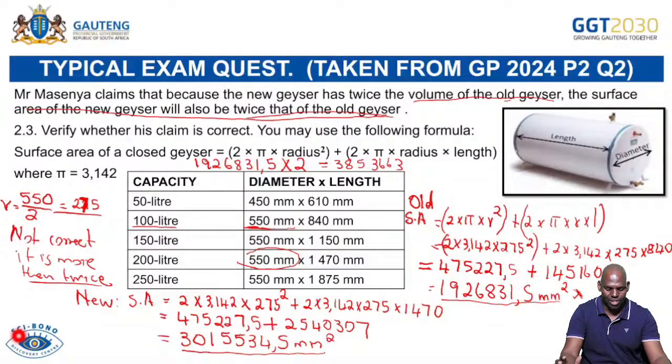So that is how we did the calculations. What the examiner was trying to show us in this case is, if the volume is twice, it does not necessarily mean the surface area will also be twice. Okay, so that is what the examiner was trying to indicate in this case.